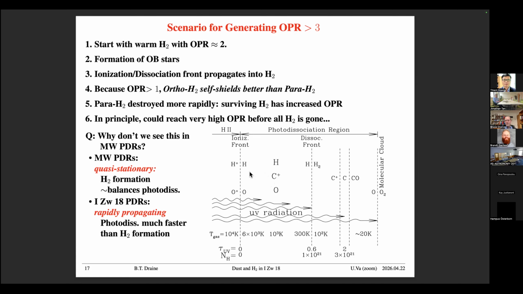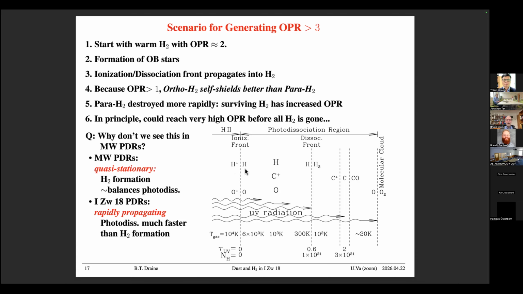I think the reason for that is that our PDRs have enough dust in them that they basically are quasi-stationary. The ionization dissociation front starts going into the gas, and then it propagates relatively slowly so that at each point in the dissociation region, you have almost a balance between H2 formation and destruction. Not exactly a perfect balance. There is perhaps advection going on here, but to first approximation, it's a stationary PDR, and that's in fact what people usually model.